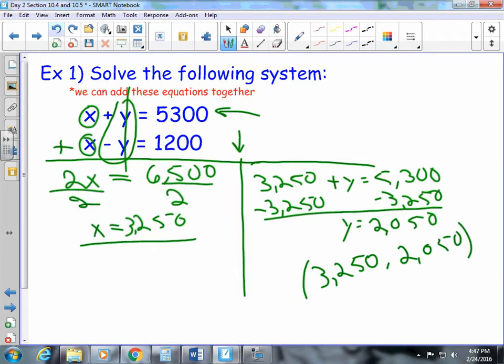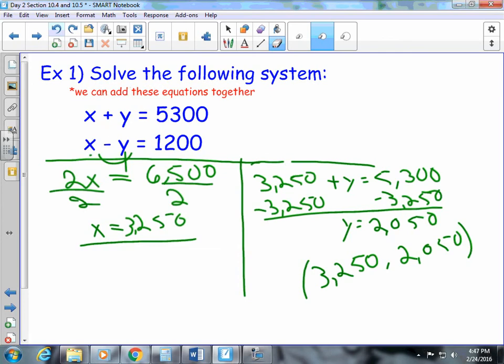Let's recap what we did. I had 2 equations. They are written in standard form, notice. I added them up so I could get the y's to cancel out. I added the x terms together to get my 2x, and added these together. That left me with one variable to solve for, and the rest is the same as substitution.